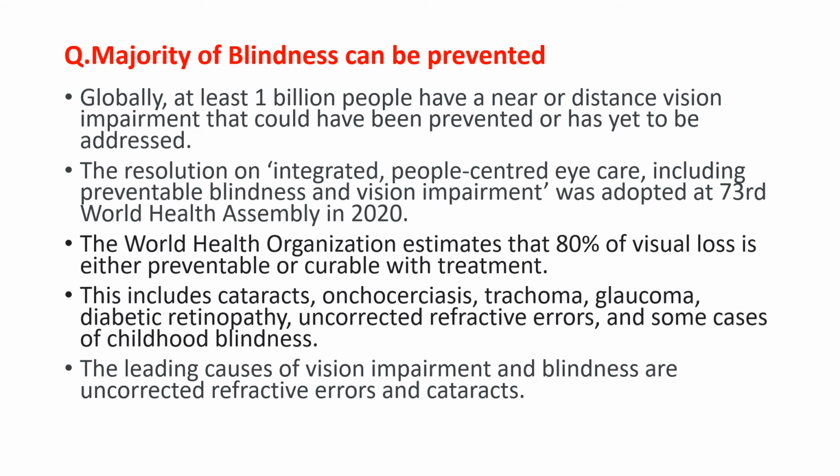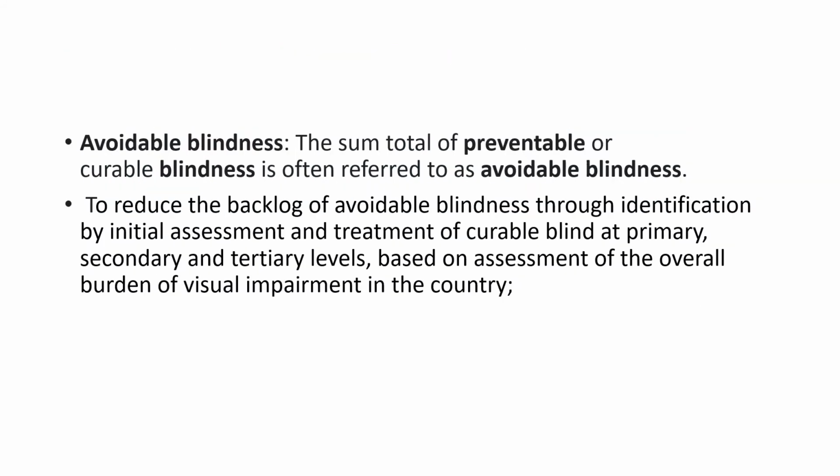The leading causes of vision impairment and blindness are basically uncorrected refractive errors and cataracts. So this avoidable blindness is basically the sum total of preventable or curable blindness, and it is often referred to as avoidable blindness in total. To reduce the backlog of avoidable blindness, identification by initial assessment and treatment of curable blindness at primary, secondary and tertiary levels is done based on the assessment of the overall burden of visual impairment in the country.